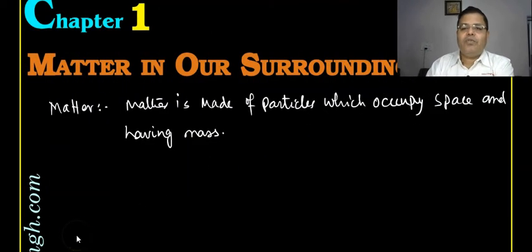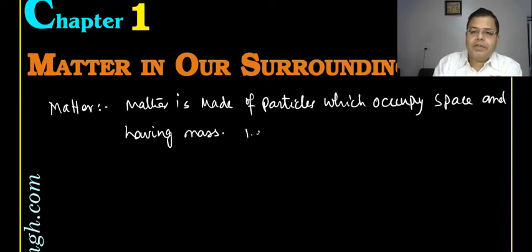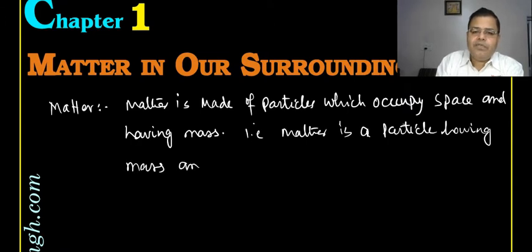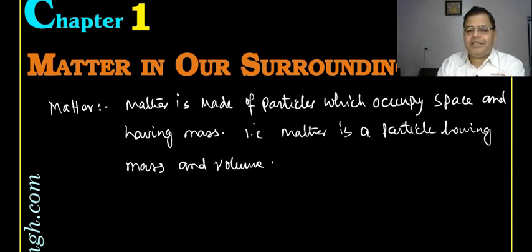But here what we will discuss is that matter is made of particles which occupy a space and have mass. Occupying a space means what? They have a volume. So we can say matter has mass and volume. So we can say matter is a particle having mass and volume. Mass and volume, right? Because there is a volume, all types of matter, whether solid or liquid or gas, have volume and they have mass also. So these are the two basic things which are required.